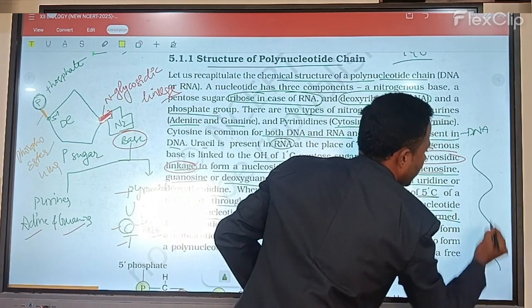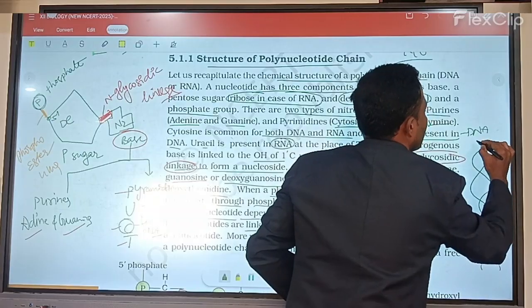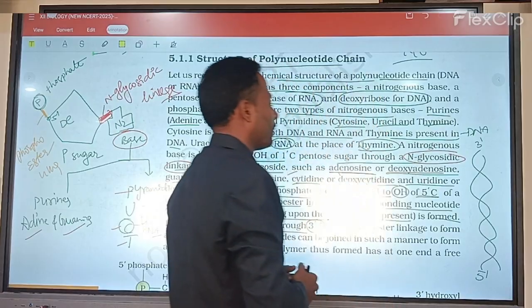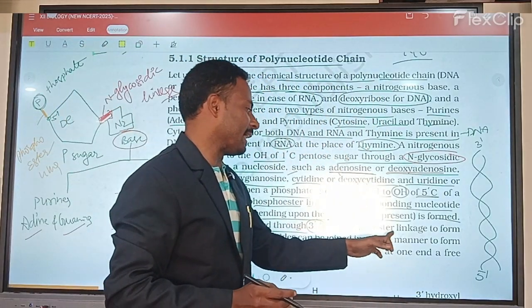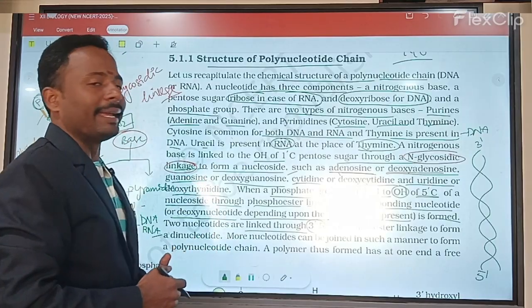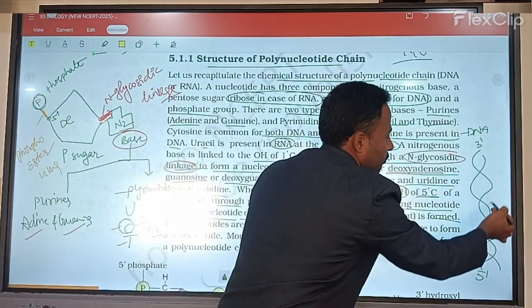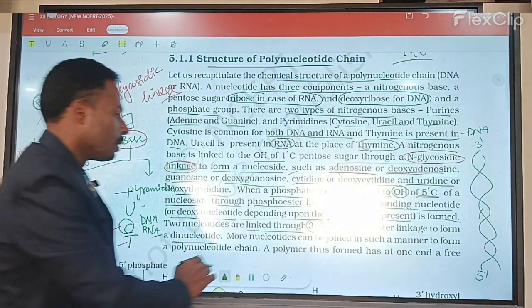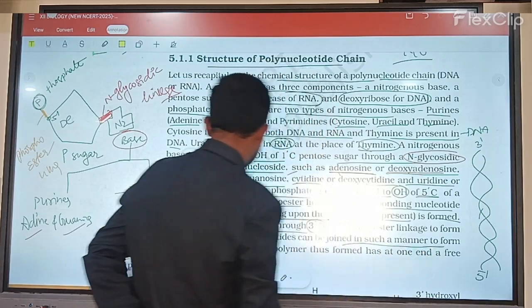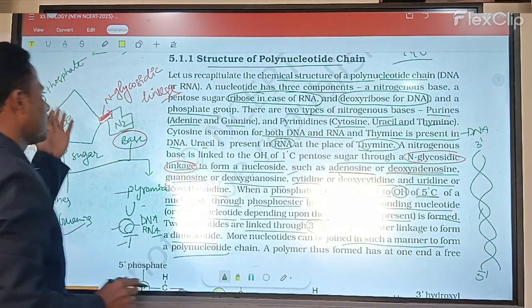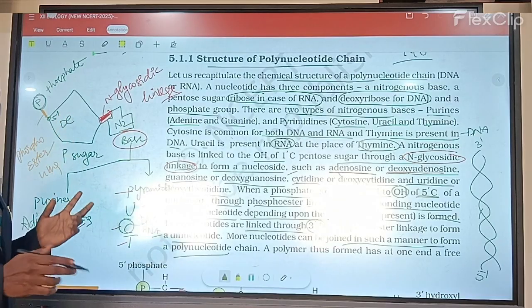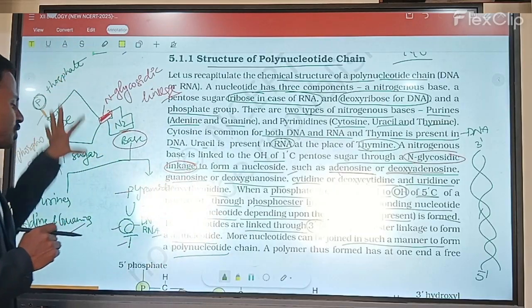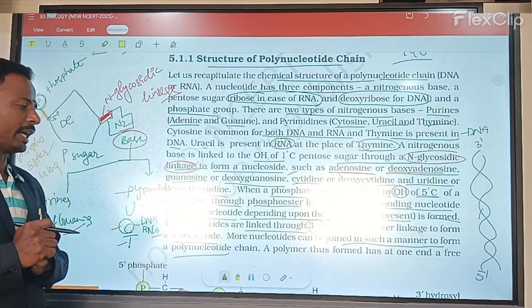In this chain, one strand can start from 5' to 3'. The phosphodiester linkage is formed as a dinucleotide. So when this chain is formed, it is called a dinucleotide chain. And more nucleotides can be joined in such a manner to form polynucleotides. Here I took only one; if you take many, more than 6 or 10, that chain is called a polynucleotide chain.